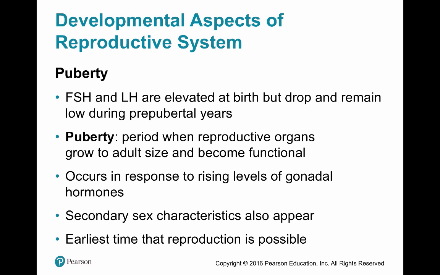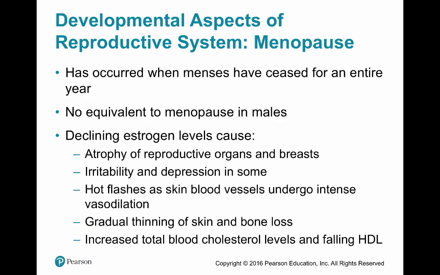And basically, and we're almost to the end, guys, during puberty, like we talked about, FSH and luteinizing hormones are elevated at birth but drop and remain low during prepubescent years. Puberty is the period when the reproductive organs grow to adult size and become functional. It occurs in response to rising levels of gonadal hormones, the follicle-stimulating hormone and the luteinizing hormone. Secondary sexual characteristics will appear during this time. This is the earliest time that reproduction is possible.